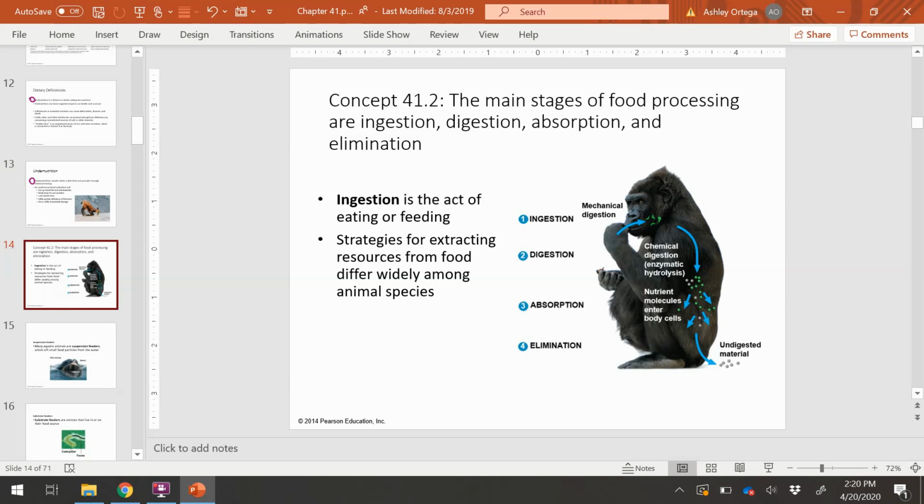Digestion is when that food is going to be broken down into tiny pieces, small enough for the body to absorb. And so that would be the third stage, where the nutrients get absorbed into the body. And then waste is eliminated in the fourth stage here. And so a lot of people get ingestion and digestion confused. Ingestion is taking in the food. Digestion is breaking it apart.